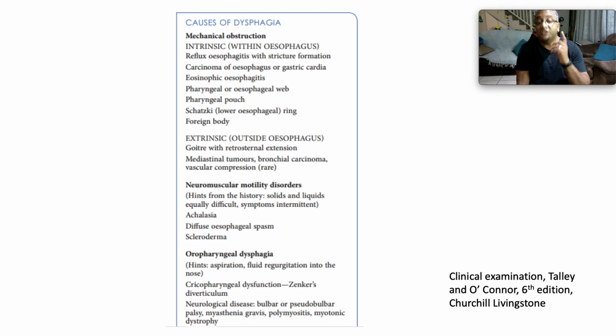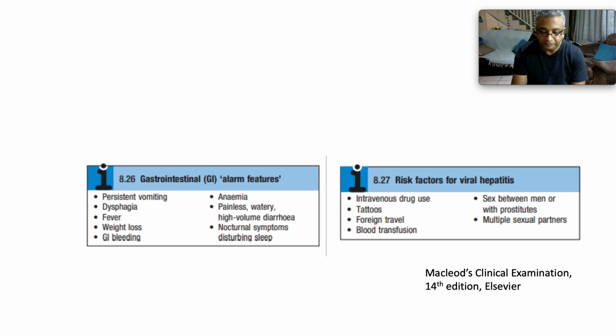If it's oropharyngeal dysphagia, and the tip-off here is that the patient frequently has episodes of aspiration and fluid regurgitation into the nose, then you're thinking about a Zenker's diverticulum. They typically have very, very bad breath. Ooh, very bad breath. You can smell the patient when they get into the waiting room. And neurological disease in the way of bulbar or cerebral palsy, often in the setting of patients who stroked out, myasthenia gravis, polymyositis, myotonic dystrophy. Those often also cause neck flexion weakness.